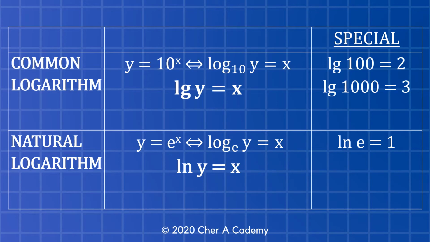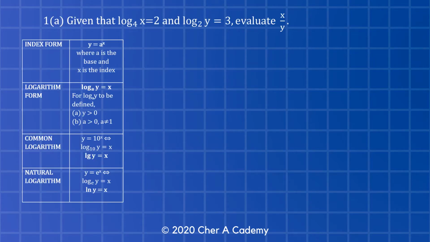So here's a summary of the common log form and the natural log form. For common log form, the base is 10. For natural log form, the base is e. Now we'll dive right into 4 questions. The challenging part about log is you have to figure out which formula to use. So I have put up the formulas that we need to know. We are going to identify which formula we should be using for the question.